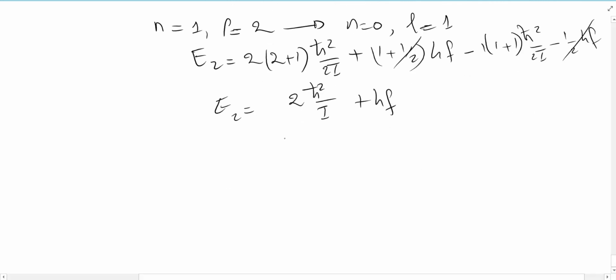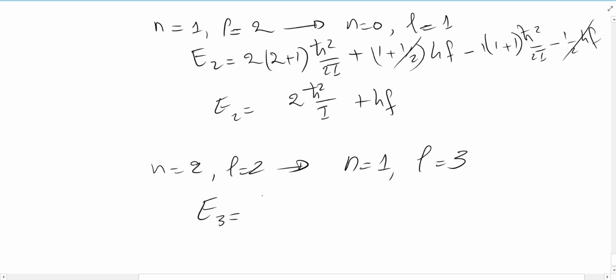And the final transition is going to be between n equals 2, L equals 2, down to n equals 1. So far so good. And L equals 3. Actually, that's still valid in here because L changes by plus or minus 1. So in this case also that is valid. So in this case, I'm going to call it E3, it's going to be again the final state minus the initial state, I'm sorry, the initial state minus the final state, because this is still an emission.